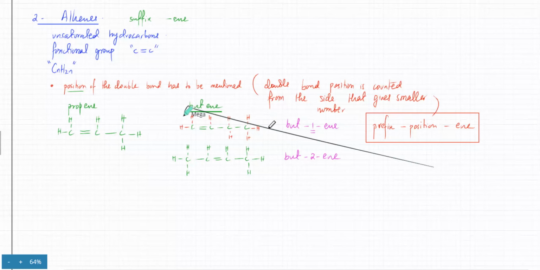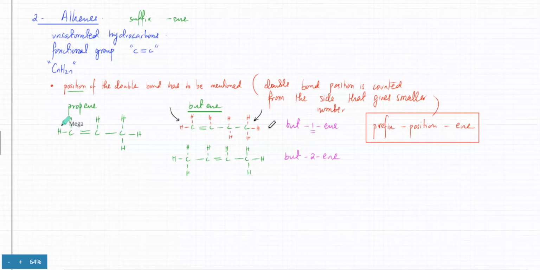So you could count from the left, you could count from the right side. But you're going to choose that side that gives the smaller number, okay? So if you start counting from the right, the double bond is on the third carbon atom. And if you count from the left, the double bond is at the first carbon atom, which is why you're going to call it but-1-ene. And this one would be but-2-ene. In this case, it doesn't really matter which side you count from. It would always be but-2-ene.